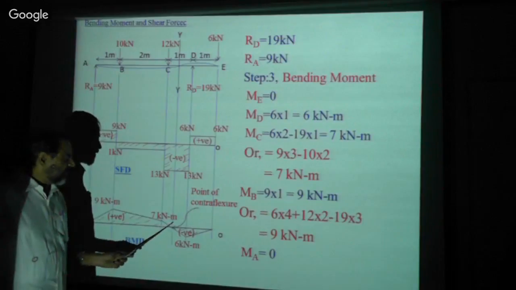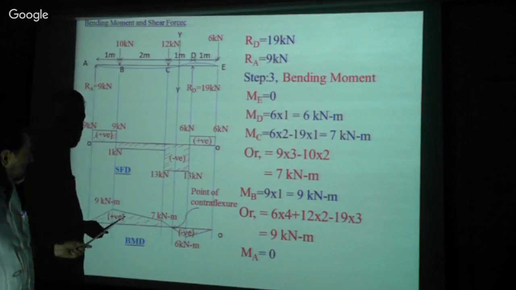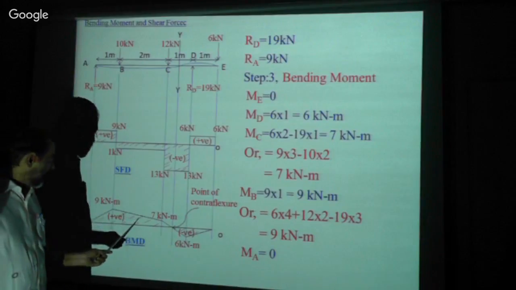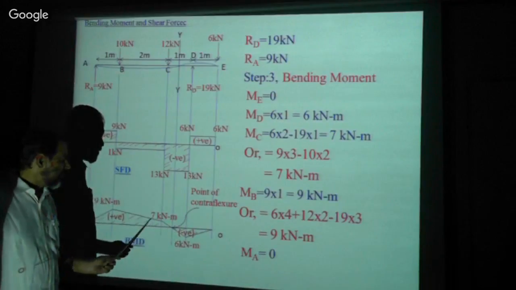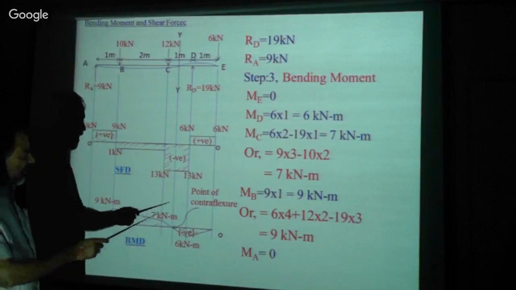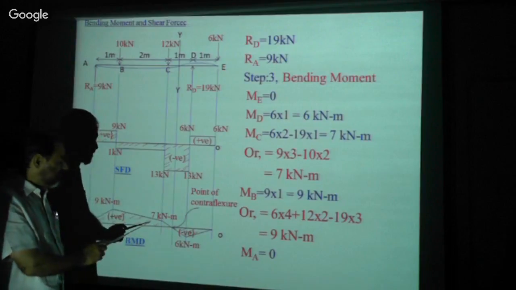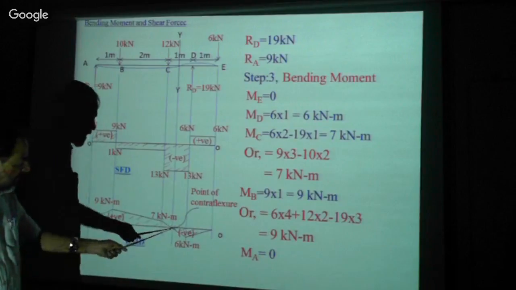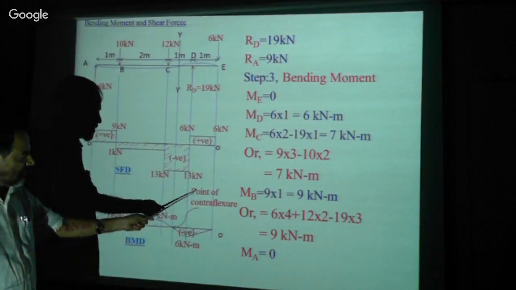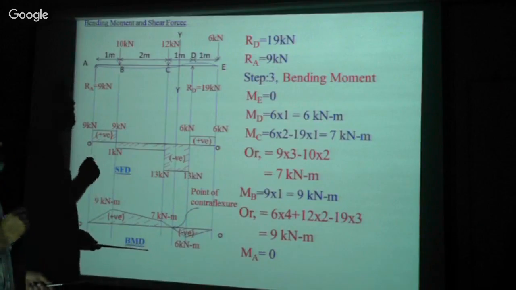This is the point where the bending moment is zero and the bending moment changes its sign from positive to negative or negative to positive. The point of contraflexure is the point where the bending moment changes its sign and it is zero, isn't it? Now there is a job. Now we need to find out where it is located.